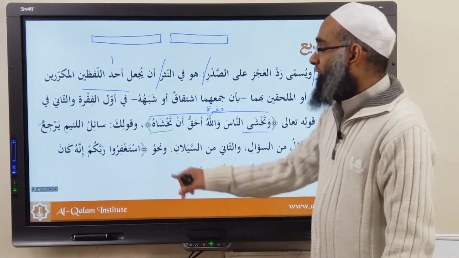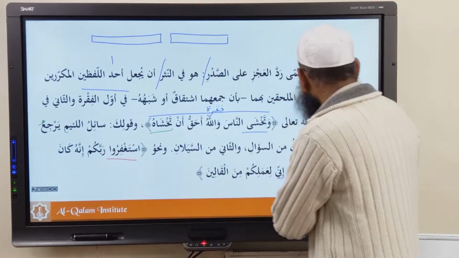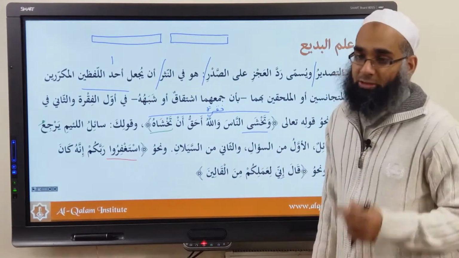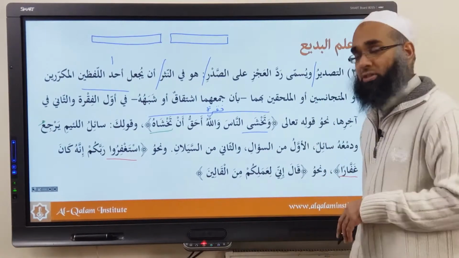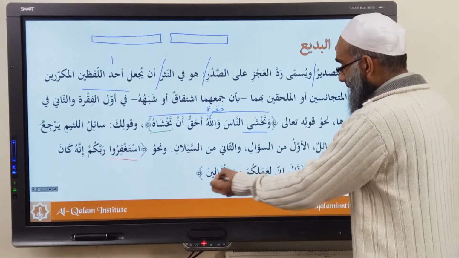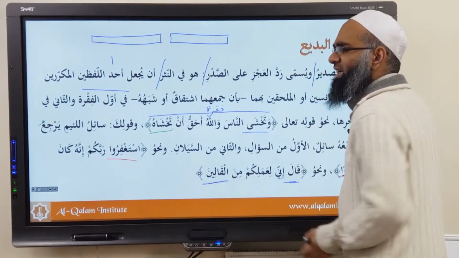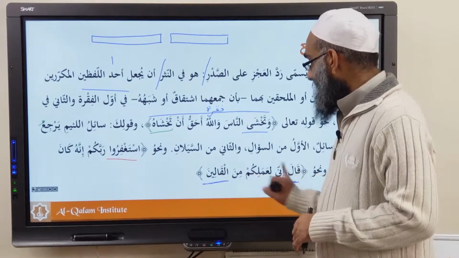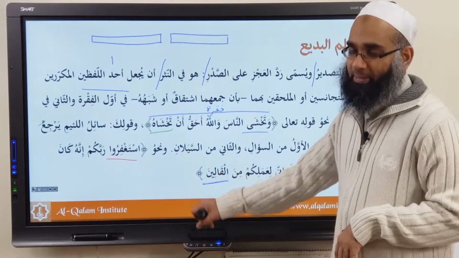Wa istaghfiru rabbakum. So in this fiqra you have istaghfiru, and here you have ghaffara. They're not the same, but have the same ishtiqaq. So they're also a type of tasdeer or raddu sadri ala al-ajzi. Or inni li amalikum min al-qalin. So qala yaqulu qawlan, and qala yaqli, qaliya yaqla. But they have a similar kind of jinas. These are extra words at the end.